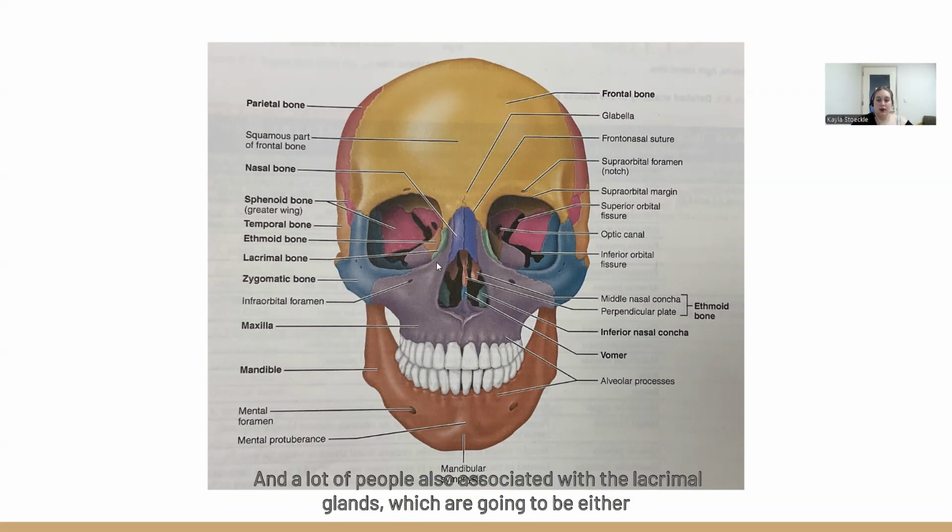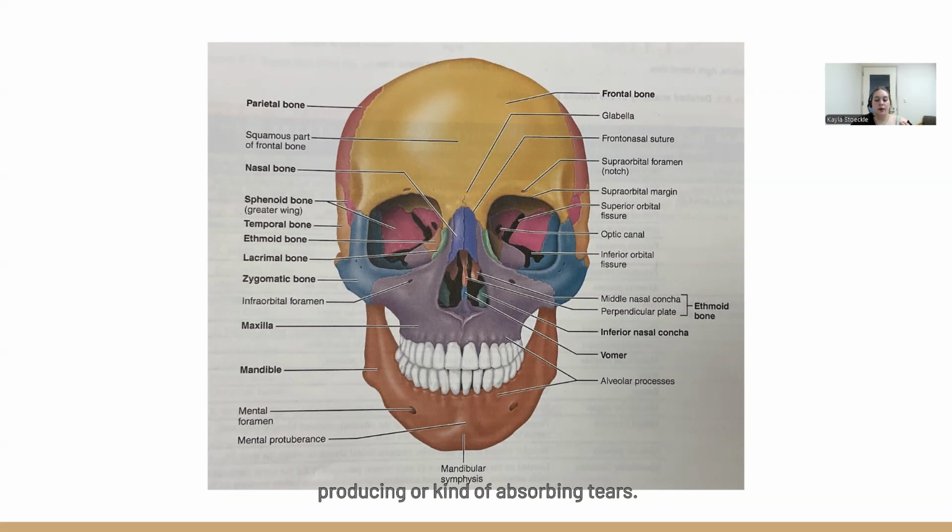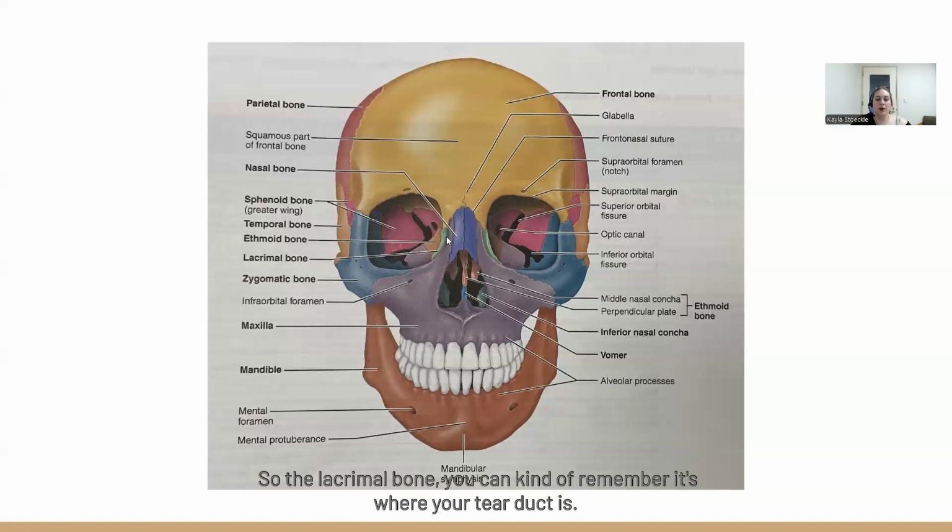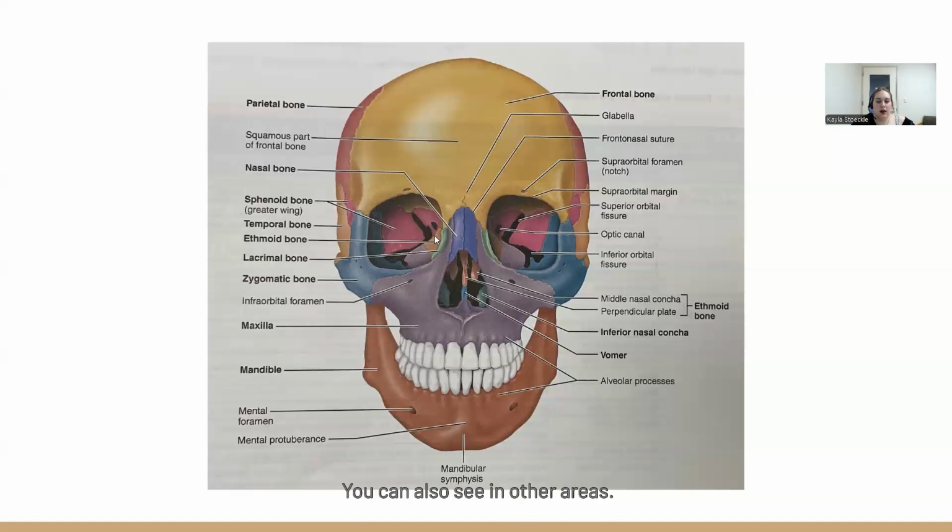A lot of people also associate it with the lacrimal glands, which are either producing or absorbing tears. So the lacrimal bone, you can remember it's where your tear duct is. And then behind, or deep to, the lacrimal bone, you have the ethmoid bone. You can see it a little bit here. You can also see it in other areas.